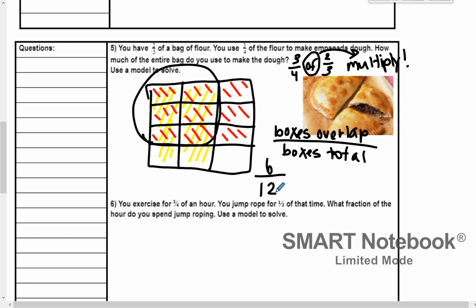But that's not simplified. We can divide both of those numbers by 6. Could also divide them by 2 and then by 3, but we could also just divide it by 6 right away, and we will get 1/2. Okay, now let's check it using the algorithm. 3 times 2 is 6. 4 times 3 is 12. So we know that we got it right.